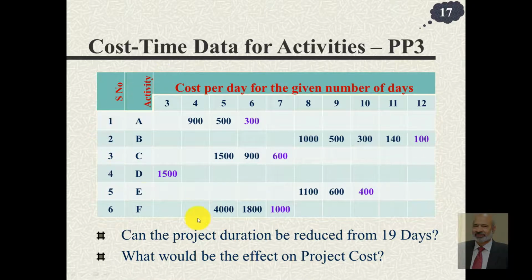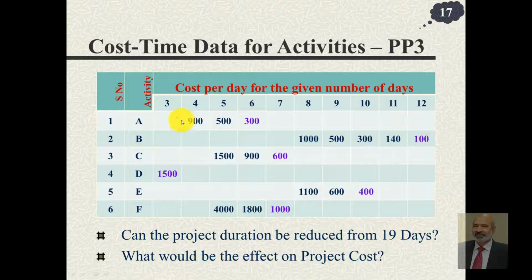This table gives us information that if activity A is done at a normal rate or pace, it will take 6 days, and per day our expense on human resource will be 300. So multiply these two, you get 1800. But if you want to do the same activity A in 5 days, then per day cost would be 500. So notice this product is 1800, this product will be 2500, likewise this product will be 3600. So you can compress time, but it would increase the cost.